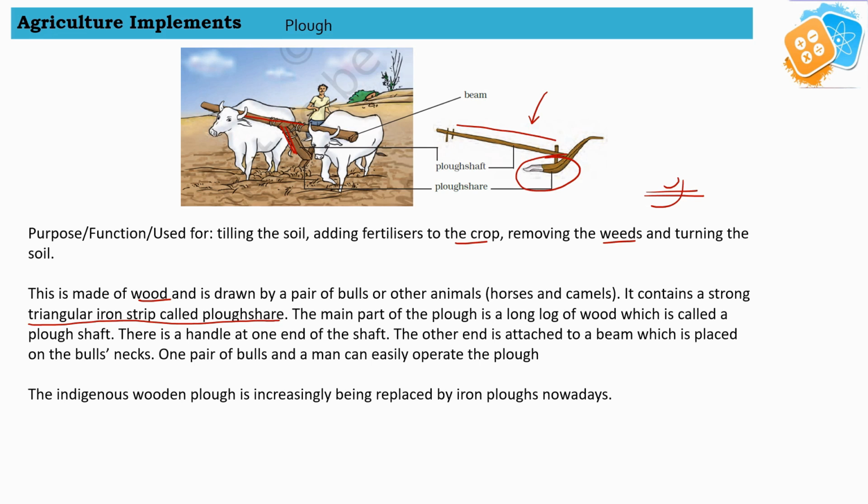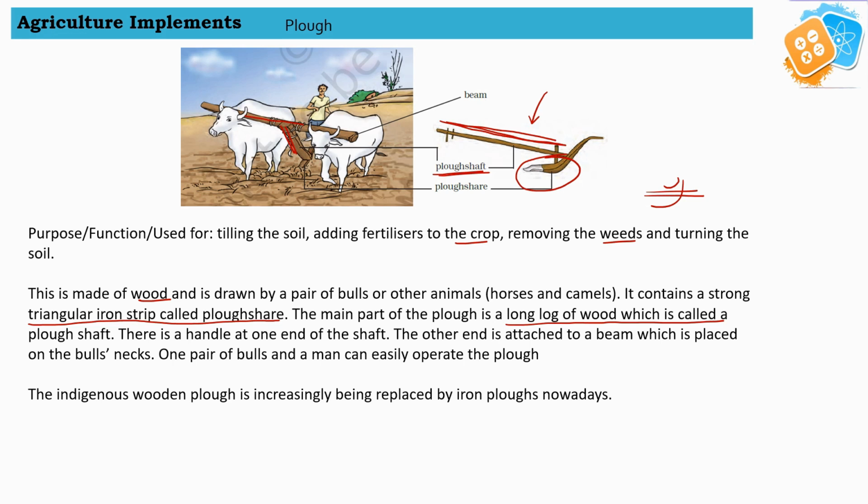The main part of the plow is a long log of wood which is called a plow shaft. As you can see in the figure, this long log of wood is known as the plow shaft. There is a handle at one end of the shaft. The other end is attached to a beam which is placed on the bull's neck.